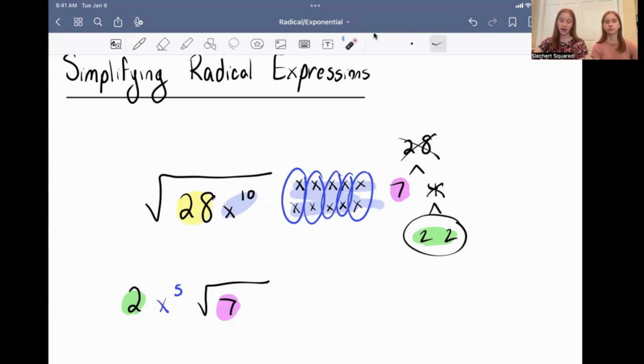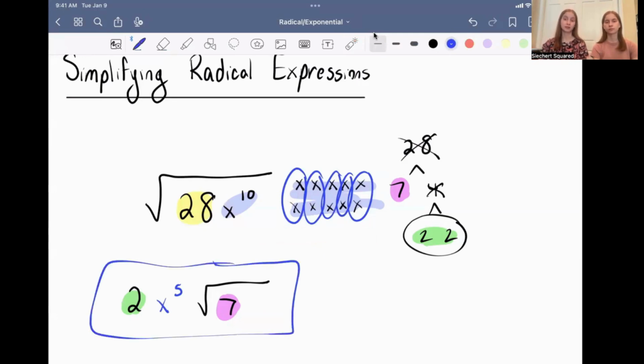In this case, I don't have any x's left over, so there aren't going to be any x's that go in here, so that would be my answer. Now, in some cases, you might actually have a variable left over, and if so, it would stay on the inside of that radical. So for our next one, we're going to make it a little bit more difficult.